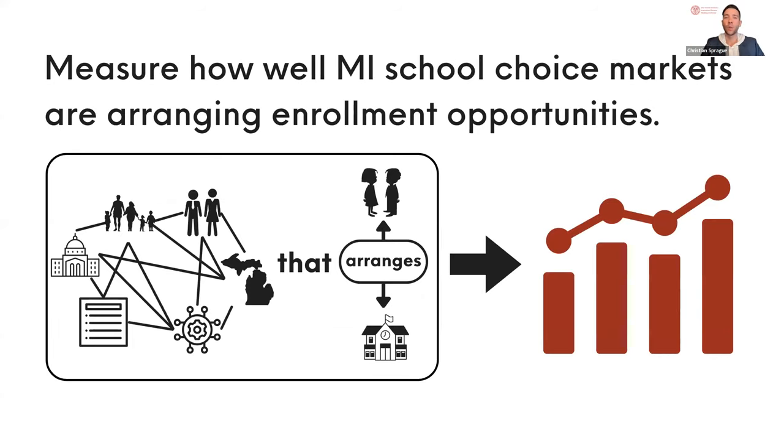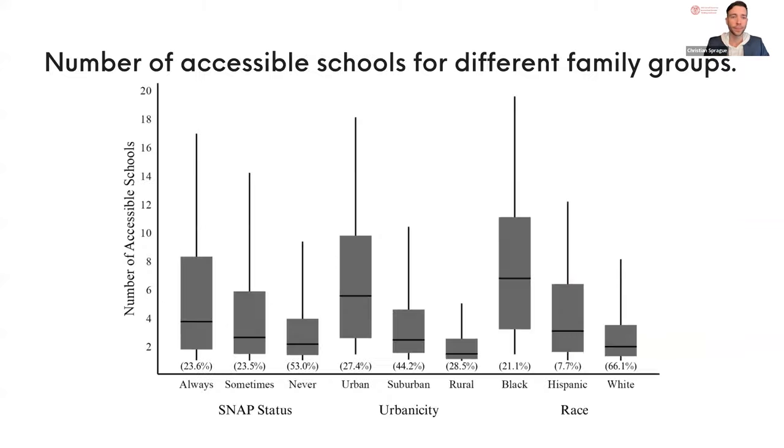And what I did was I built this statistical model, and I wanted to measure how well these markets are functioning. How good are Michigan school choice markets at arranging enrollment opportunities for students, and for whom, and where, and why? What about these different markets, are they affording different student groups certain kinds of opportunities?